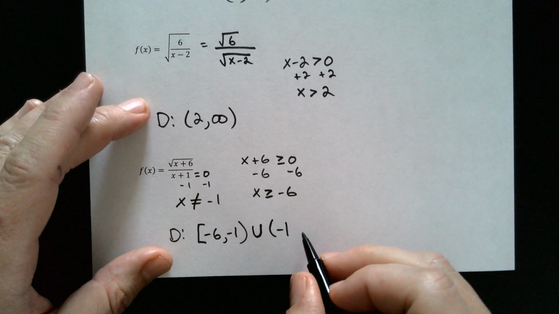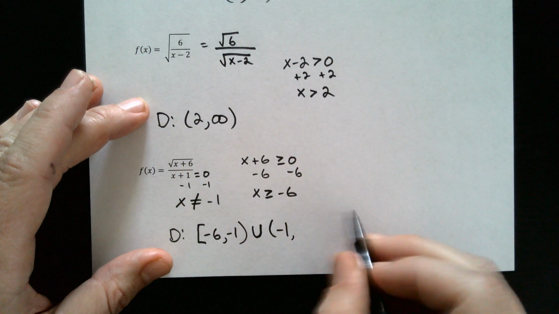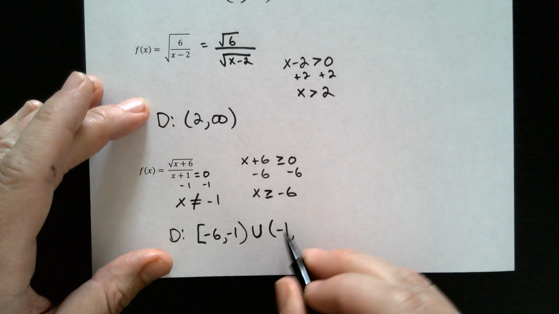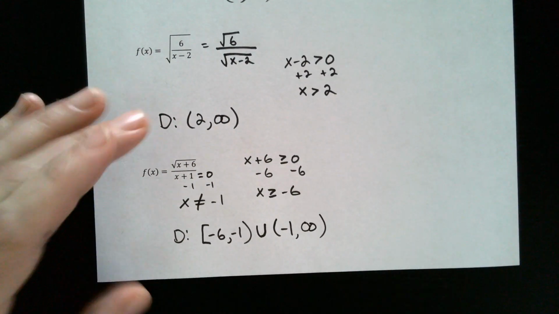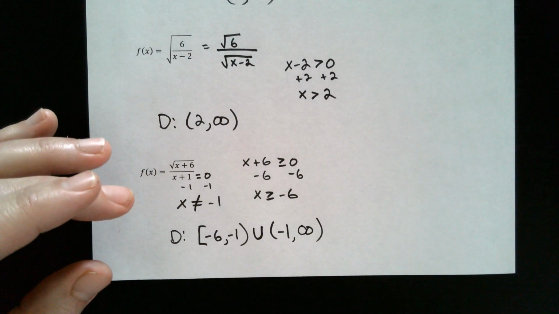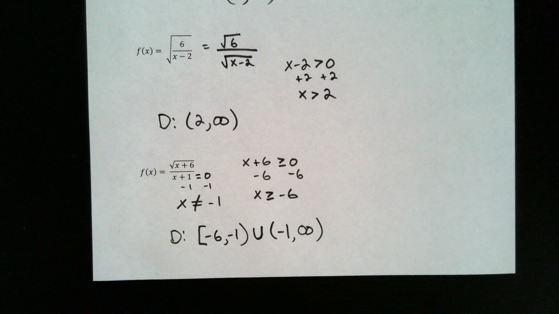And then we keep going until we get to where? Well, how far out? Are there any other restrictions? No other restrictions, so we keep getting bigger and bigger. So our domain is -6 to -1, union -1 to infinity, and the only one that's included is the -6.